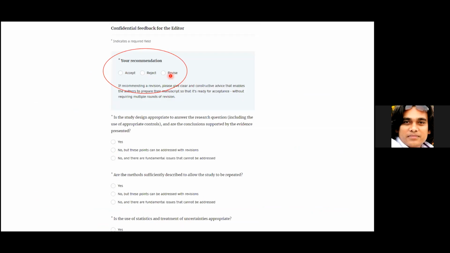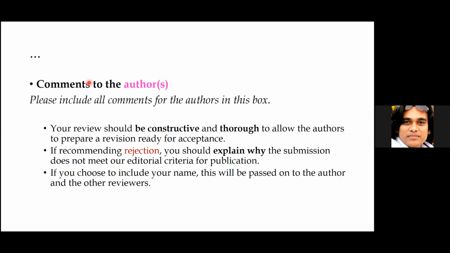Now come to the comments to the authors. Earlier we mentioned what you write to the editor. Now, please include all comments for the authors in this box and be constructive, as I mentioned, and thorough, and explain why. Now look at another journal, Applied Soft Computing.